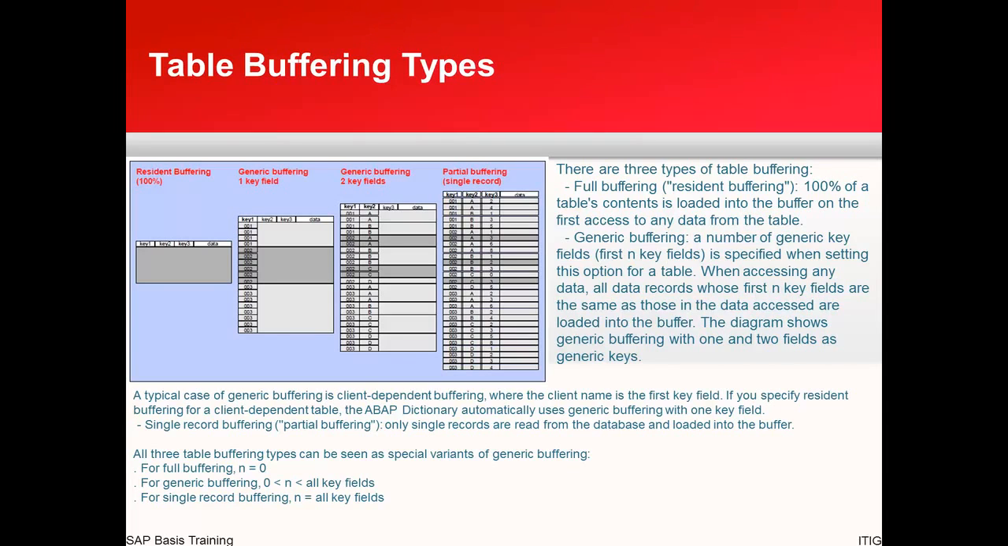A typical case of generic buffering is client-dependent buffering, where the client is the key field. If you specify full buffering for a client-dependent table, the ABAP dictionary automatically uses generic buffering with one key field. The third type is single record buffering. All three table buffering types can be seen as special variants of generic buffering. For full buffering, n is 0. For generic buffering, n is between 0 and all key fields, and for single record buffering, n is equal to all key fields. So that is about the table buffering types.